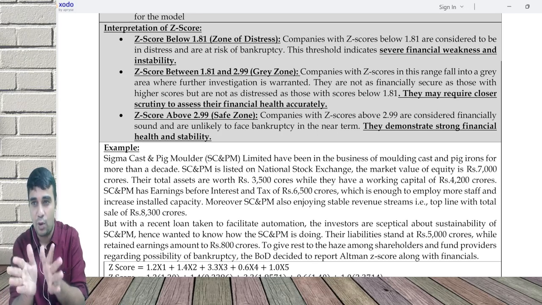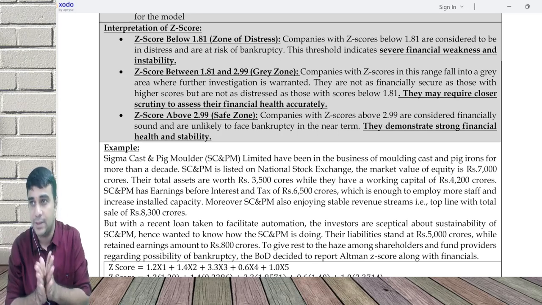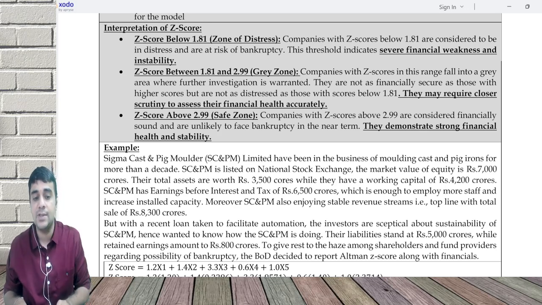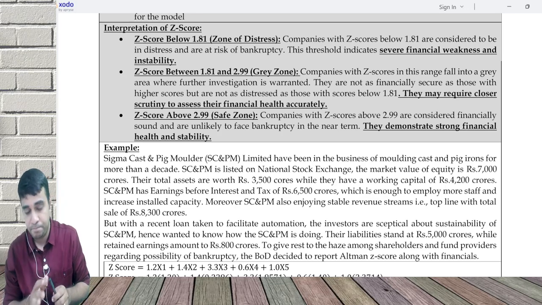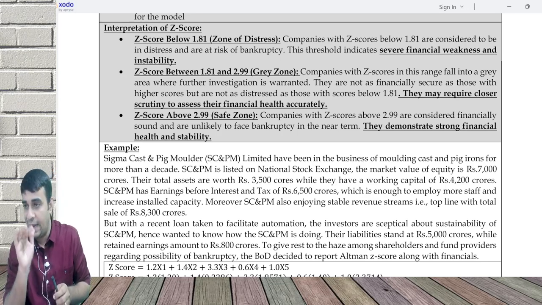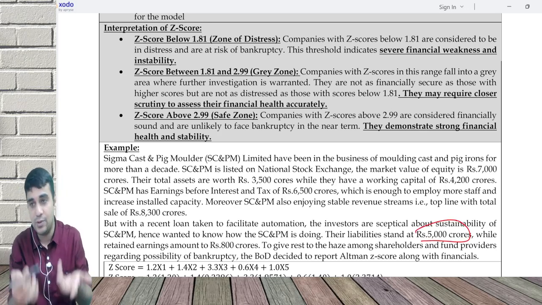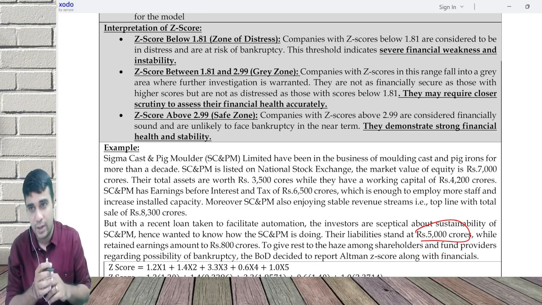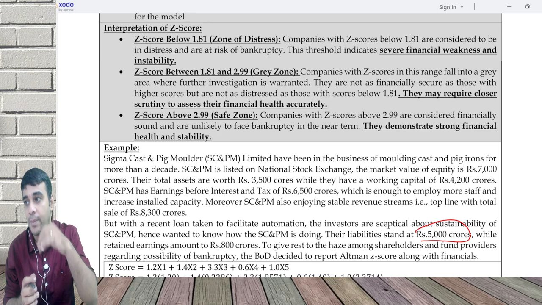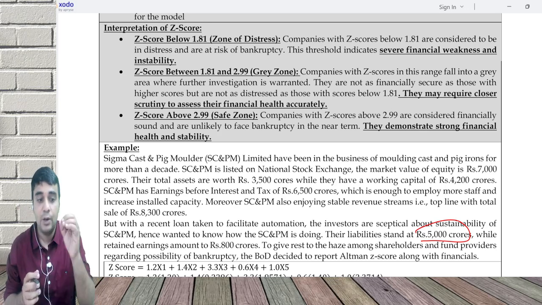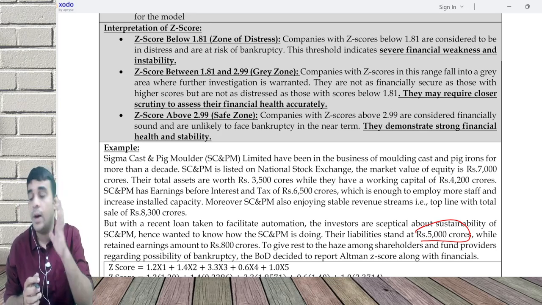Today I may take a little bit of extra time, maybe till 9:35. I just want to close this, I don't want to leave it in between. Total asset is 3,500 crores, which is my denominator in most of it. Total liability should also be 3,500, but they are giving 5,000. Let's follow whatever the question has given, because one of the formulas will use liability in the denominator. Working capital is worth 4,200 crore.